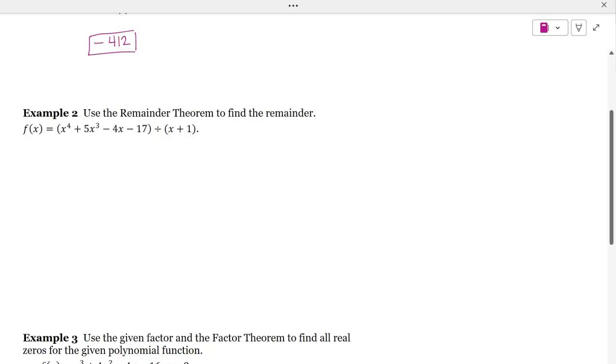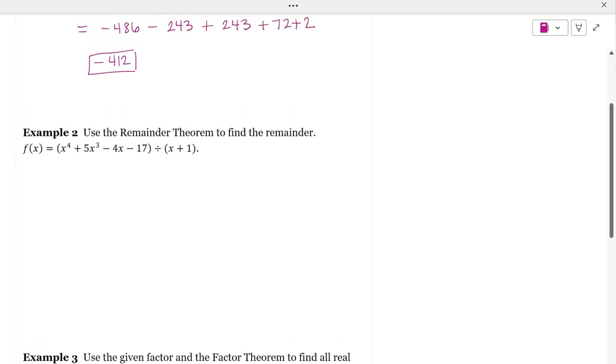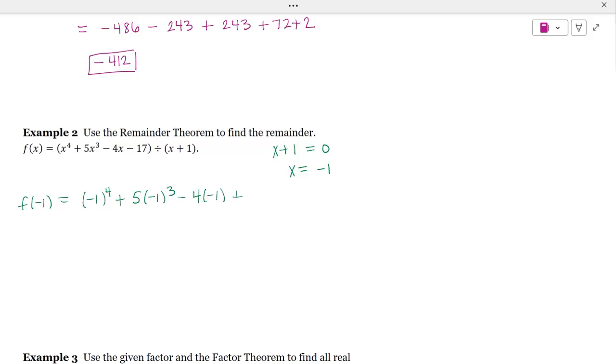In this example, we're trying to see whether x plus 1 divides evenly into the polynomial. And so what we're saying is, well, if x plus 1 would divide evenly, then that means that the 0 would have been -1. So we're going to find f of -1. So let's see, -1 to the 4th power plus 5 times -1 cubed minus 4 times -1 minus 17.